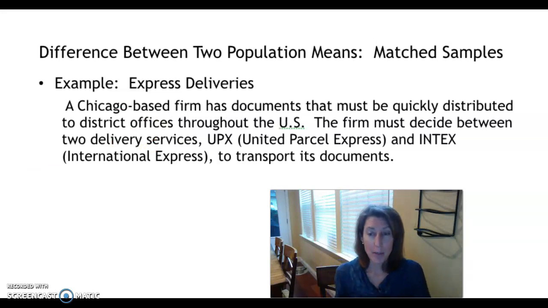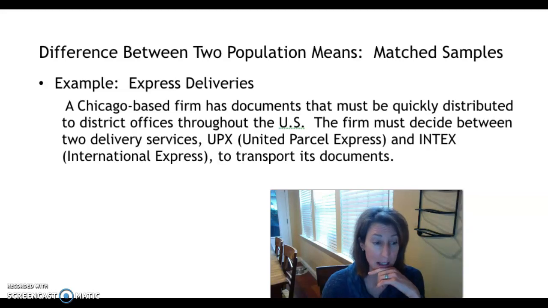So we want to talk about a matched sample, and this is where we have samples pulled from the same population. And then we can just calculate a difference, and we'll do just like a one-sample z-test. So let's say we have a Chicago firm, and it has documents that have to be quickly distributed to their offices throughout the U.S., so they decide between two delivery services, United Parcel Express and International Express.